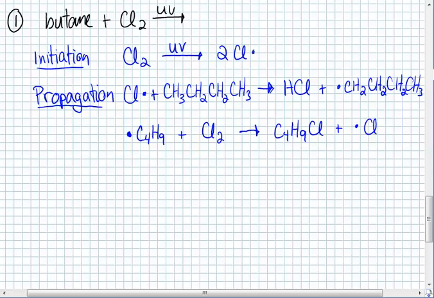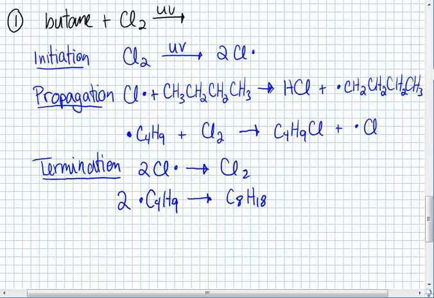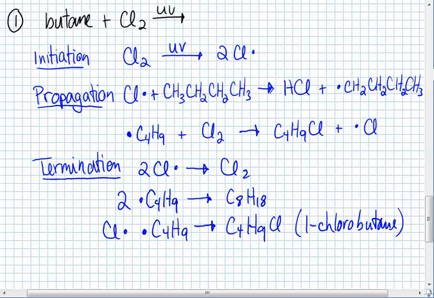So now I'm going to move on to the 3 termination steps possible, and that would be any combination of my radicals. So 2 chlorine radicals coming together, 2 butyl radicals coming together to make octane, or of course the one that I want, the 1-chlorobutane being produced. Okay, so those are the 6 reactions you'd have to be able to do, and that is the first question done.